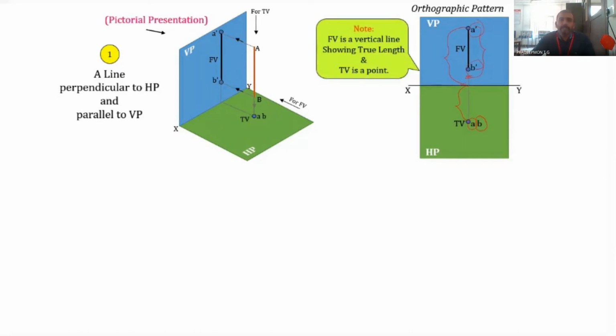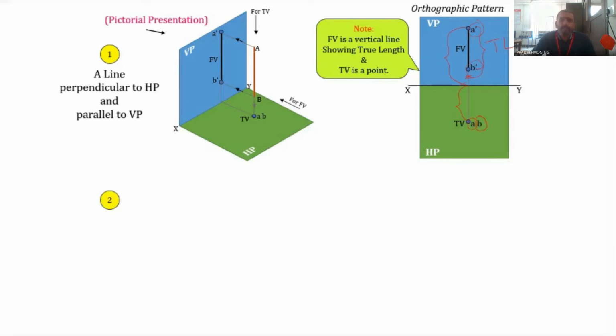Now, the front view is a vertical line showing the true length, and the top view is a point. There are some terms associated with projections, one of them is the true length. True length means the actual length of the object. In this case, the front view will give you the true length. Here, the distance A dash B dash will be the true length of the line. True length means the actual length of the line.